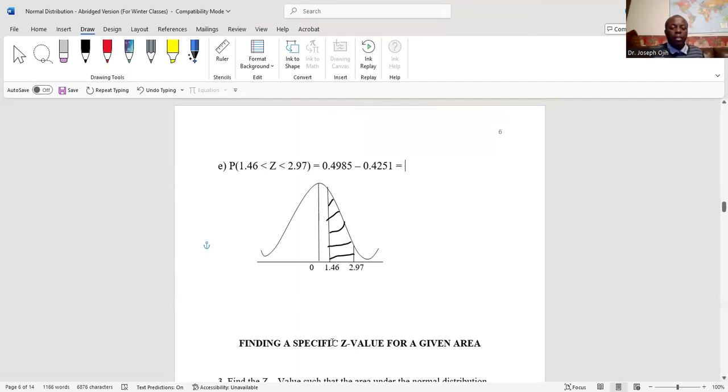We can go to our calculator and use it to get the answer.